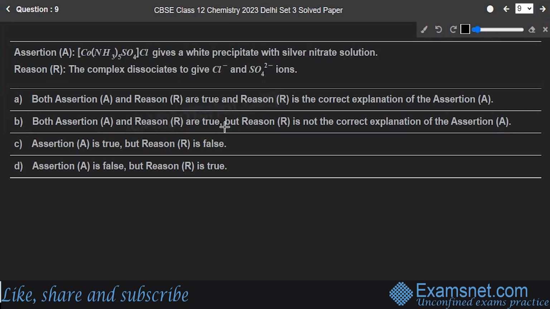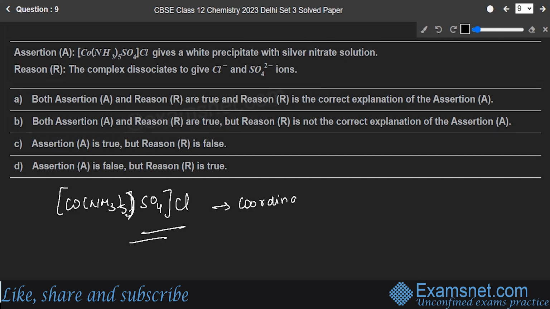Next is question number 9. Assertion says this complex molecule gives a white precipitate with the silver nitrate solution. The reason is the complex dissociates to give chloride and sulfate ions. See, the assertion is true, the reason is also true, but the reason is not the correct explanation for the assertion. If I look at this complex, the given complex in H3SO4 Cl, this is a coordination compound with the chloride ion in its structure.